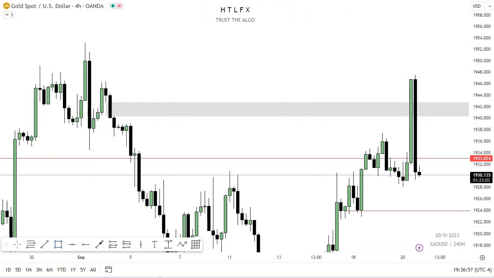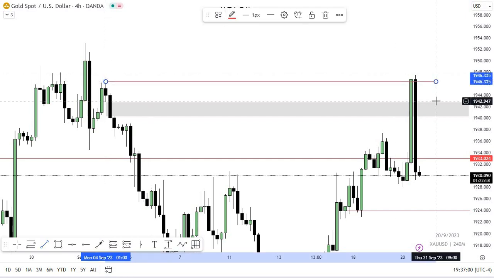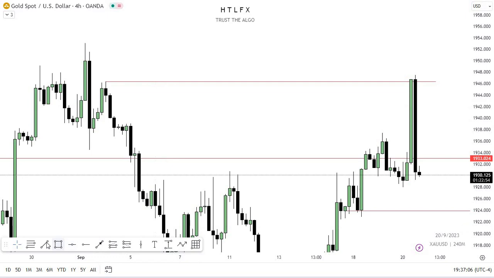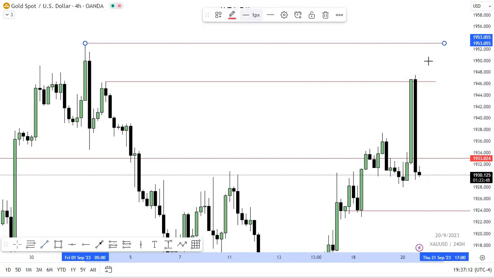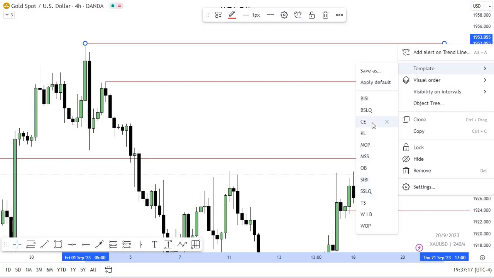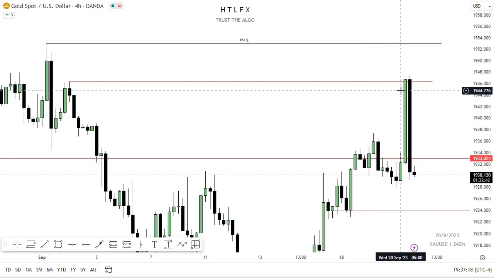Boom. So this is a high time frame PD array, and this is another high time frame PD array, and this is buy side liquidity right here. So let me change it. Okay, buy side liquidity, and look at that.